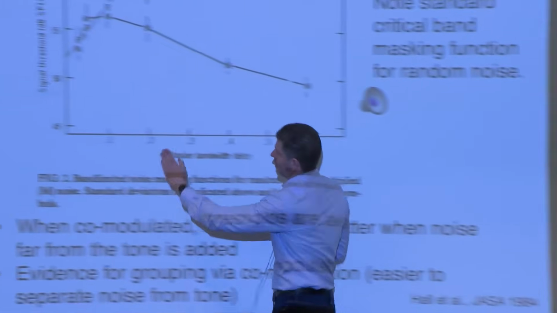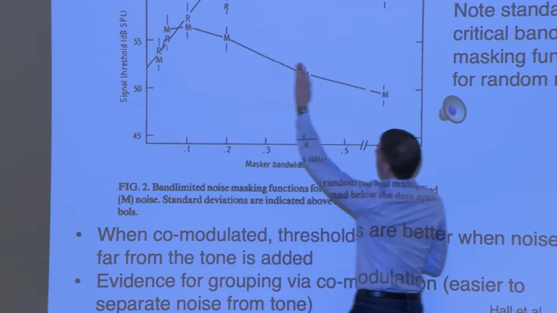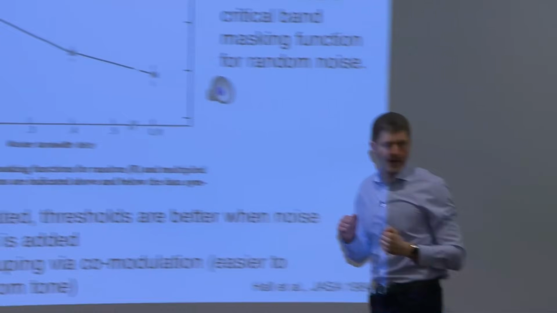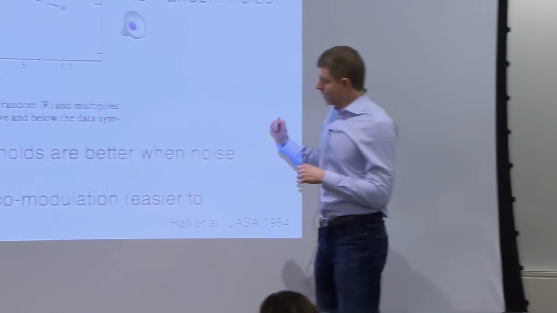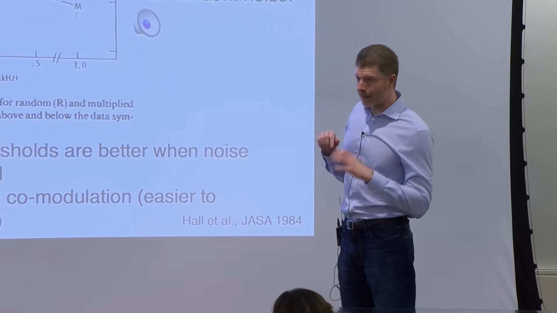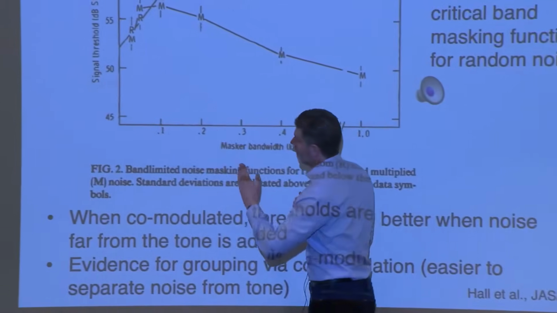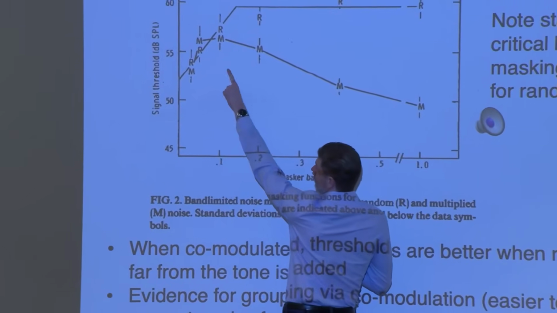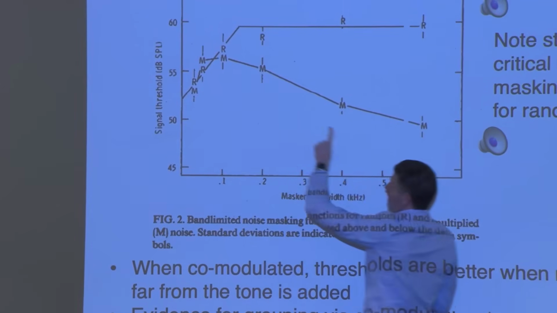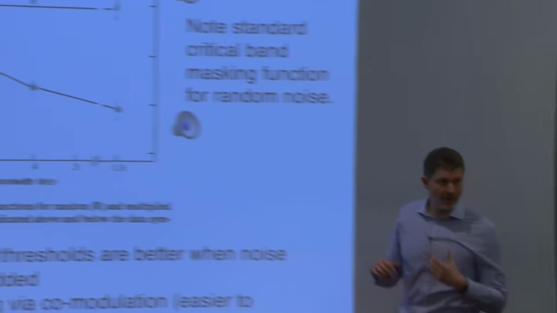What does it show? It shows that as we increase the bandwidth of the masker, the thresholds go up, and then you hit the critical band, and they level off. Right? That's the thing that we looked at a few lectures ago. The new thing here is what happens when the noise is co-modulated, and that's the M symbols. What happens there is different and pretty interesting: initially the threshold goes up, but then it goes back down again. And so you end up with a pretty big difference between the thresholds that you get when the noise is fully random versus when it's co-modulated.